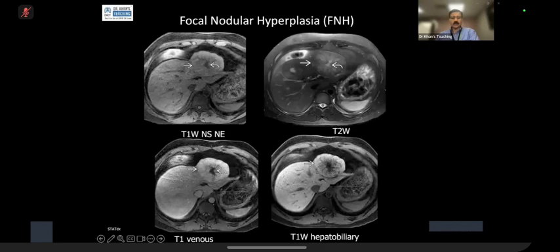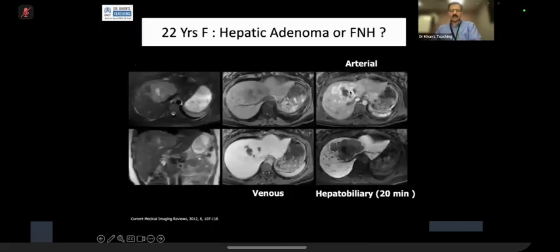This is from the literature, from StatDx, where you can see that this is an FNH, and this is the hepatobiliary phase where it retains contrast; the central scar does not. Please remember, many FNH will not have a central scar, so it's not a must for it to have one. This is again from the literature, where the lesion is arterially enhancing. There is a central scar.